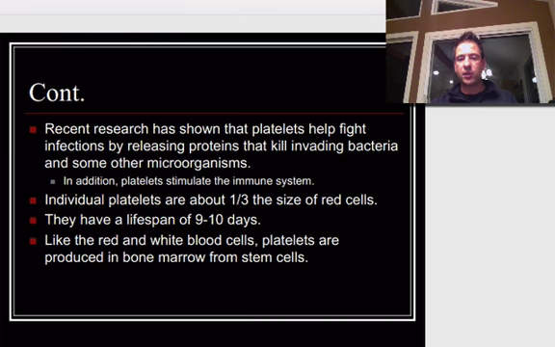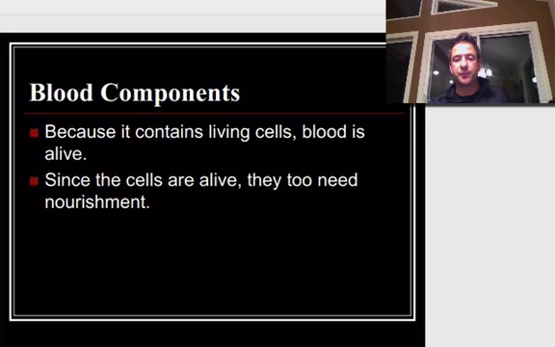Okay, so a little bit of information here. They're about a third the size of a red blood cell, so they're tiny. Their lifespan is only 9 to 10 years, and like red and white blood cells, platelets are produced in the bone marrow from stem cells as well. So all three are produced there.